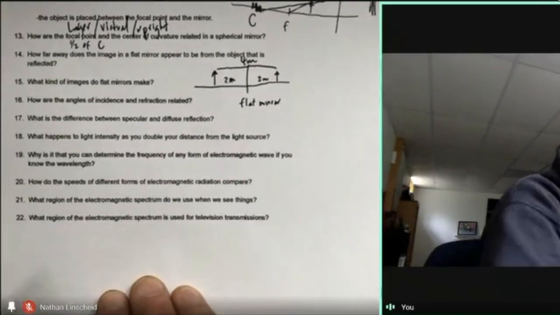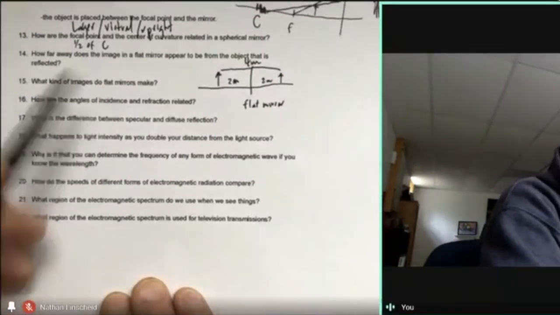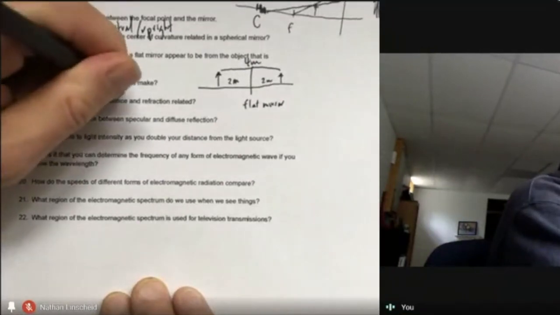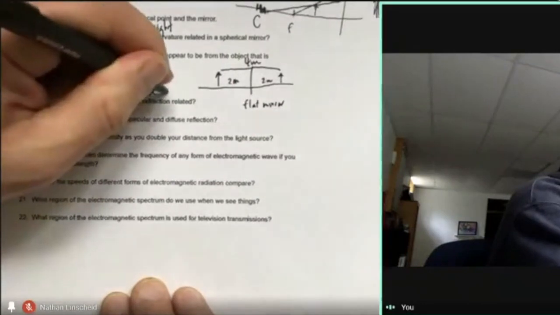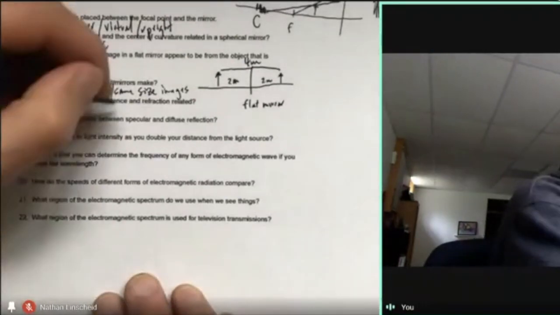All right, number 15, what kind of images do flat mirrors make? Flat mirrors make virtual, same size images. All right, number 16, how are the angles of incidence and refraction related? They are equal.